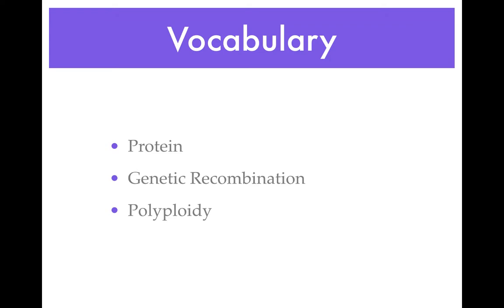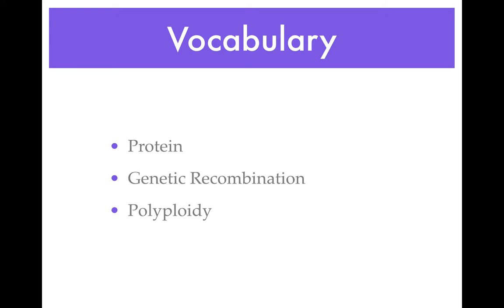So, vocabulary for this. Proteins. Everything we talk about. Traits. Traits are the results of proteins, either enzymes or directly from proteins. Genetic recombination just means new combinations of genetic material. Nobody gets exactly the same piece of DNA as anyone else, with the exception of identical twins.